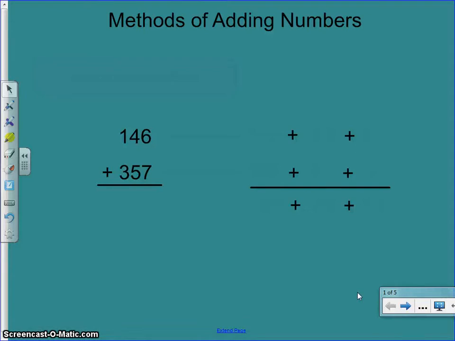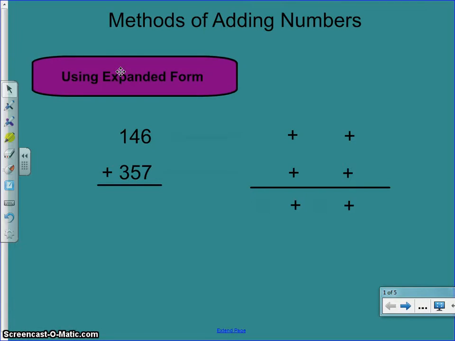Alright guys, we are going to begin adding and subtracting with 3-digit and maybe even get into some 4-digit numbers. So today I am going to teach you some different strategies of how to add 3-digit numbers. And the first strategy I'm going to show you is using expanded form to add.